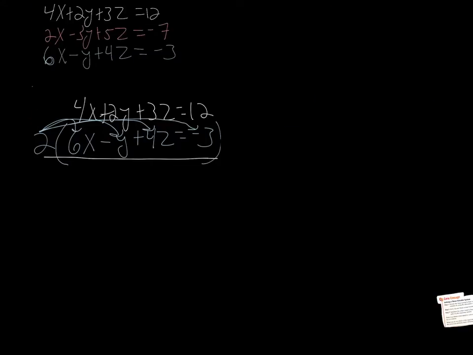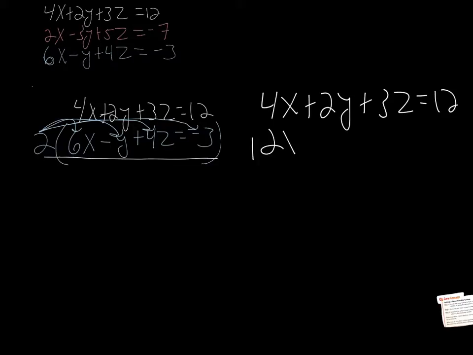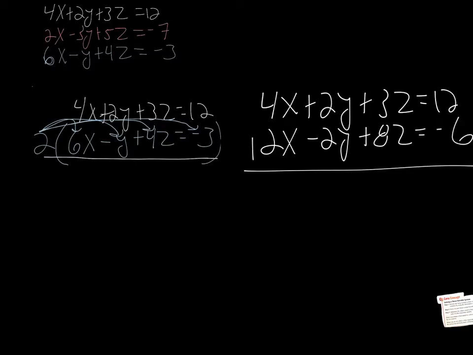So I just wanted to rearrange this. I always like to write it right next to it, so I'm going to keep the top one. So 4x plus 2y plus 3z equals 12. And when I distribute, I'll get 12x minus 2y plus 8z equals negative 6. Now when I combine them, this will be my new equation 1. So this will be 16x. These will cancel out, and it'll be plus 11z equals 6.